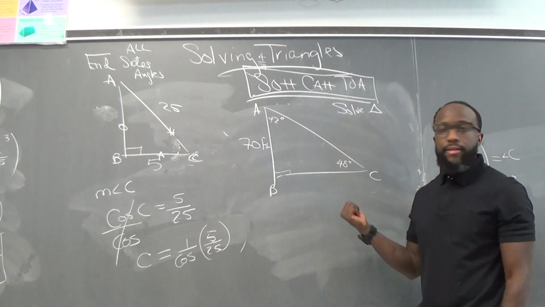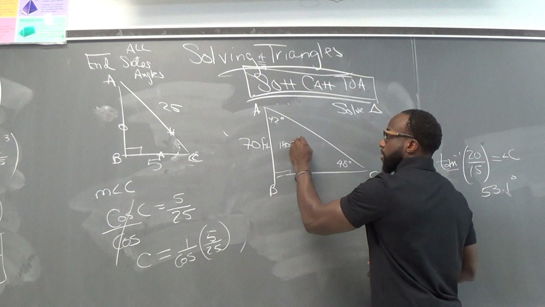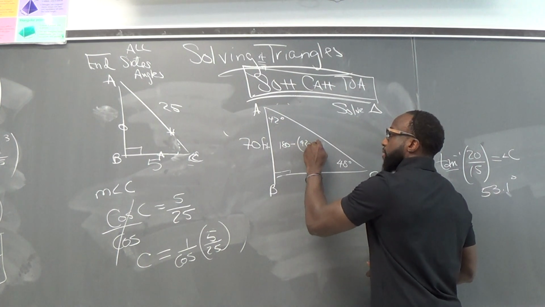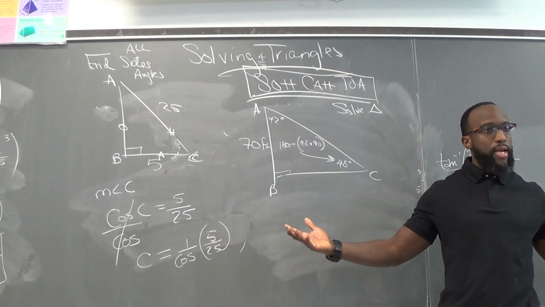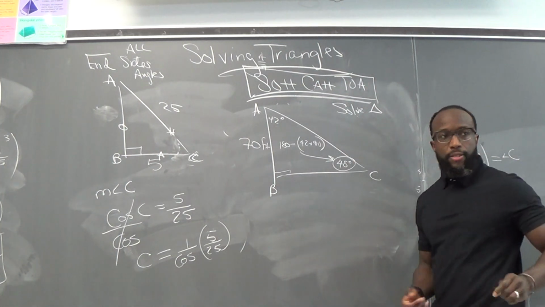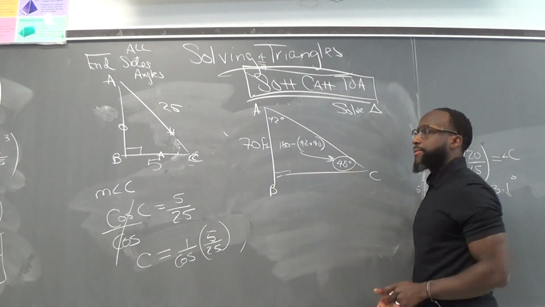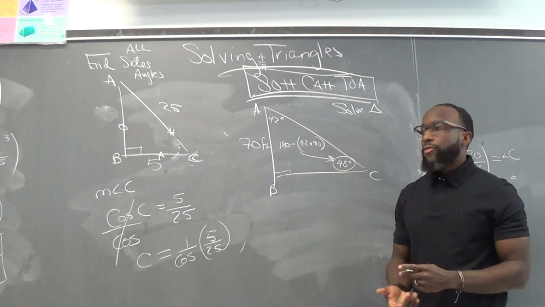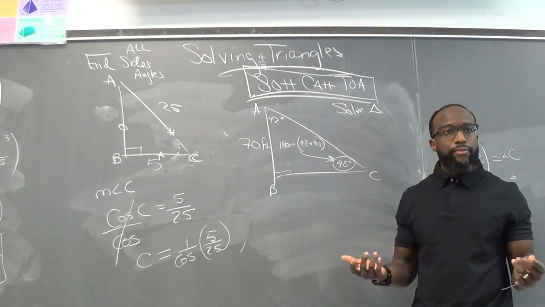Everybody good with that? Yeah. That all came from 180 minus 42 plus 90. We all good with it. That gave us that. So we solved everything inside the triangle. Everybody good? We Gucci? Alright, now let's find BC and let's find AC. Alright? Let's find BC first. So what would you do to find BC?